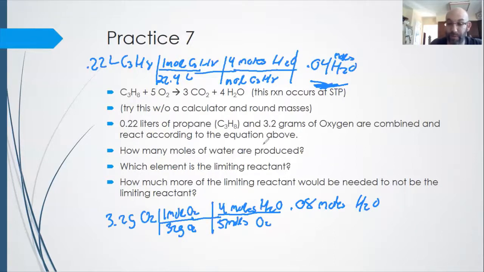And then how much more would we need? Well, in order for propane to not be the limiting reactant, we would need to make 0.08 moles of water. Well, we only made 0.04 moles, so we would need to make twice as much water. So that means we would need to start with twice as much propane. And since we measured propane in liters, we would need 0.44 liters of propane, or a little more than 0.44 liters of propane. So it would not be the limiting reactant.